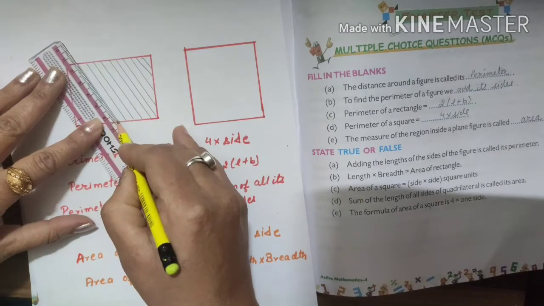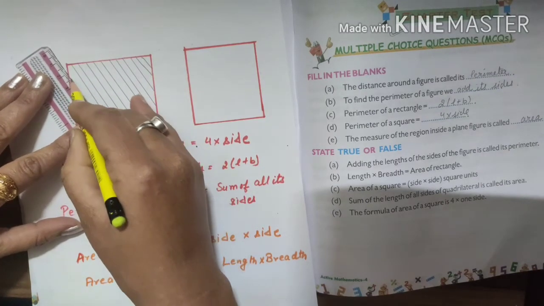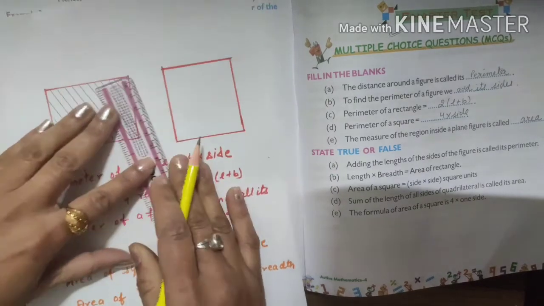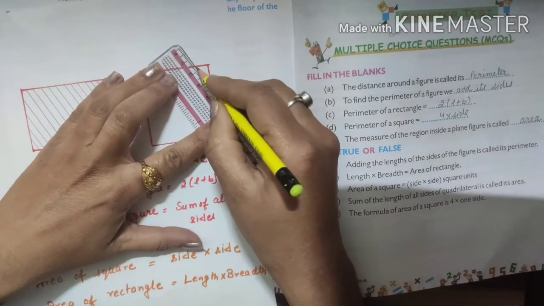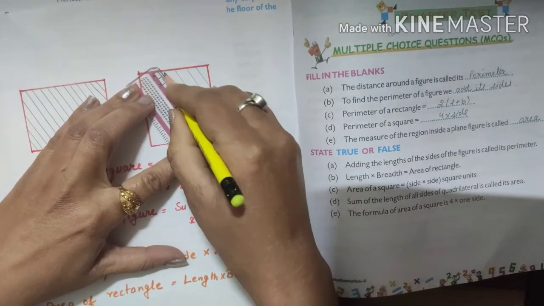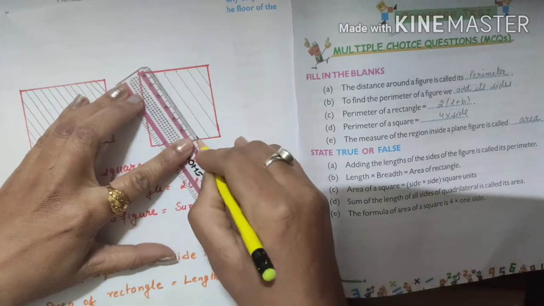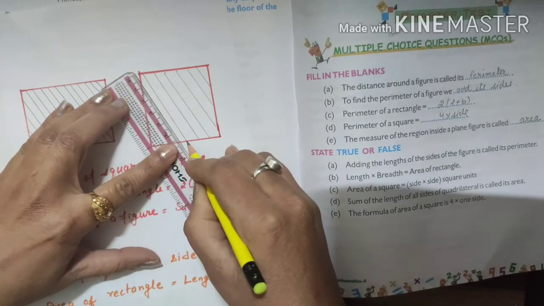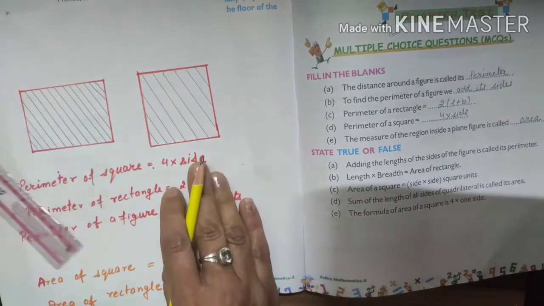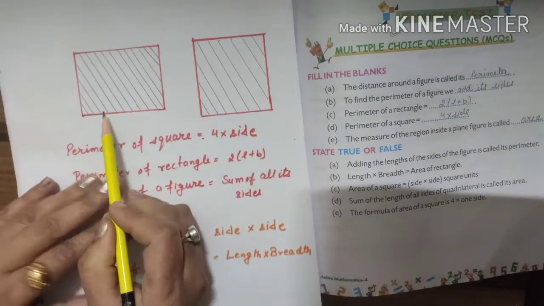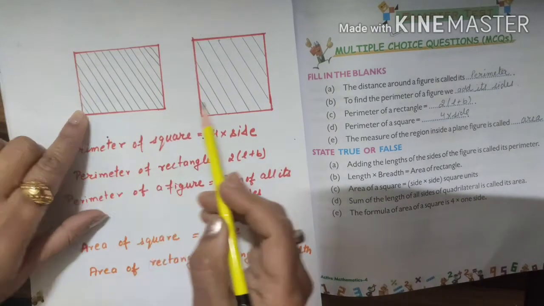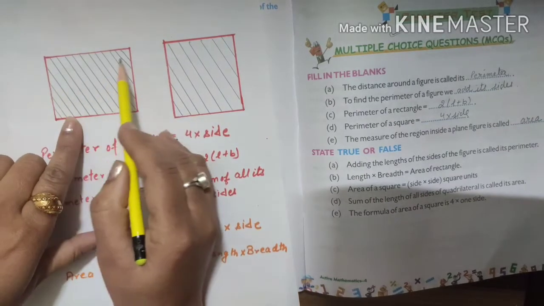This is the area. Similarly, this is the area. So I want to tell you the main difference between the perimeter and area. Perimeter means this distance, and area means this distance.